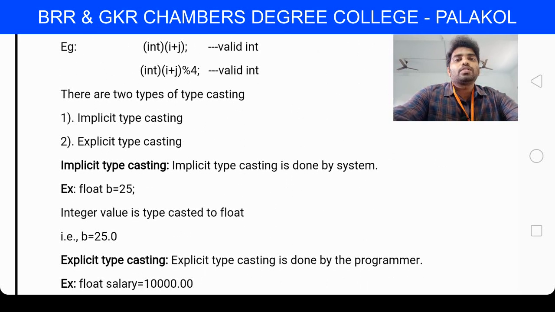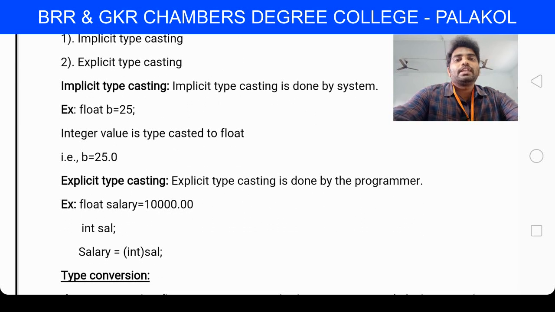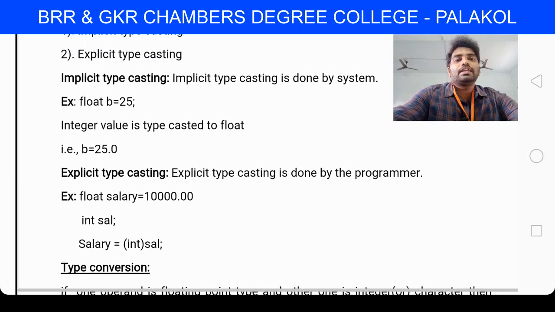Implicit. Okay, suppose implicit type casting is done: float b is equal to 25, an integer value, type cast, so float b is equal to 25.0. The integer value is converted to the float data type, which is nothing but implicit. Next one, explicit. Float salary is 10,000, int salary. Okay, int in parentheses sal.